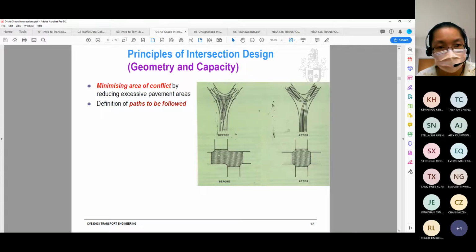Yeah, so we also want to minimize the area of conflict because we don't want the drivers to drive any way they like. We want a very clear path for your drivers to follow. So the treatment idea is also because of this. We want the drivers to be very sure which lane they are traveling in, where they should be traveling in.